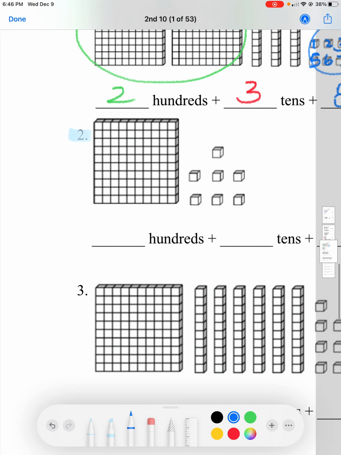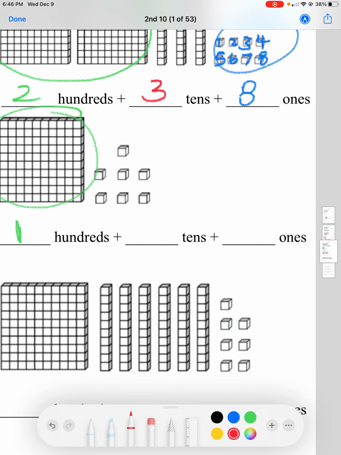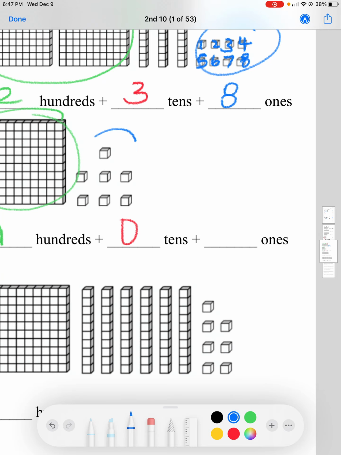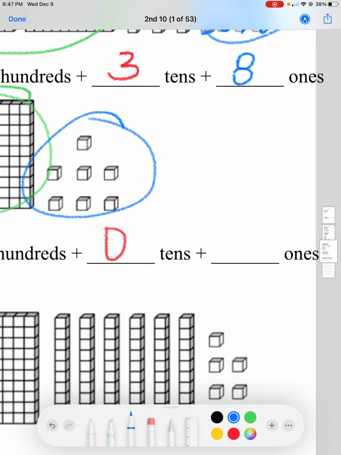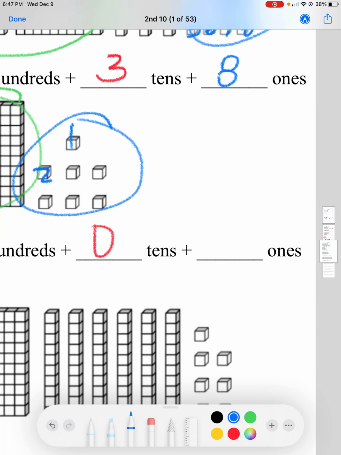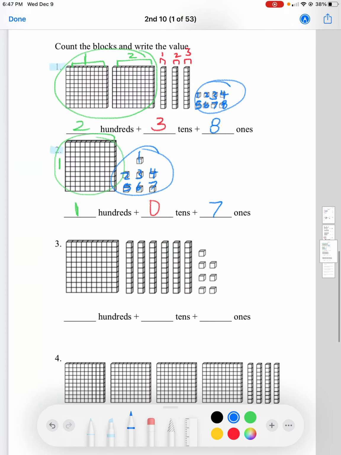Now let's look over here. Let's circle the hundreds block right here. We have 1. This is 1. And then the tens blocks, we have none. So that'll be 0 tens. And then the ones, we have these individual blocks right here. We'll count 1, 2, 3, 4, 5, 6, 7. We have 7 ones.